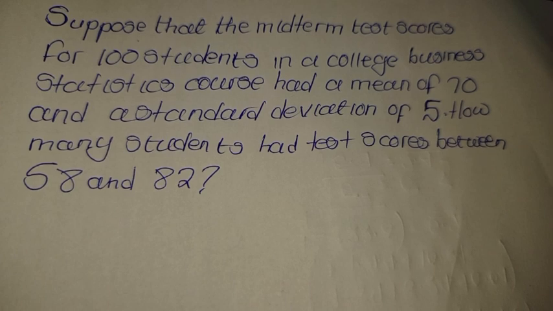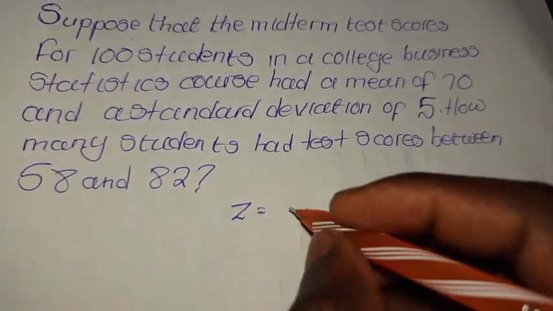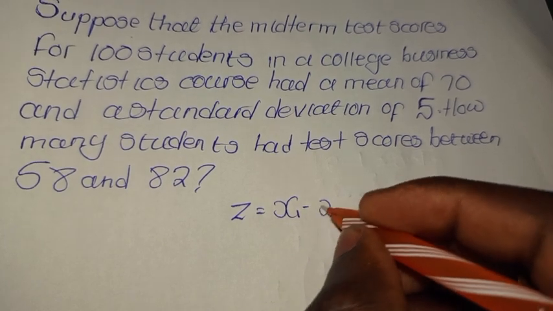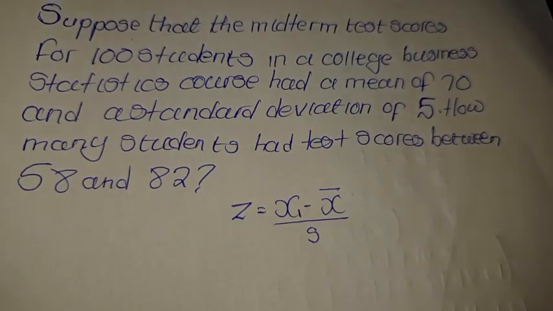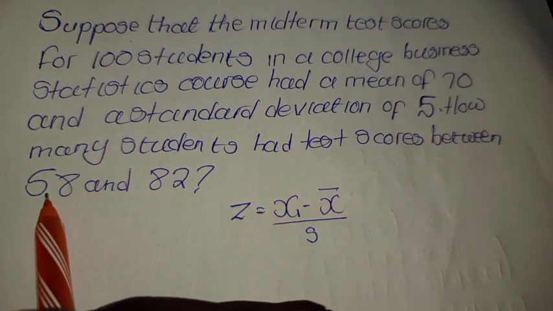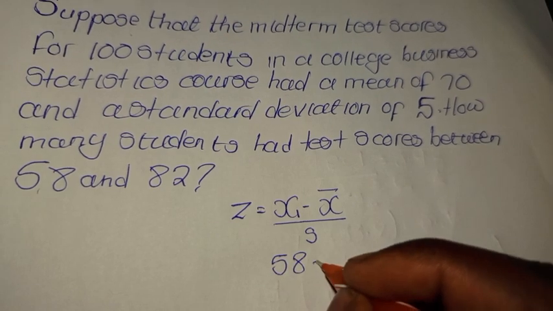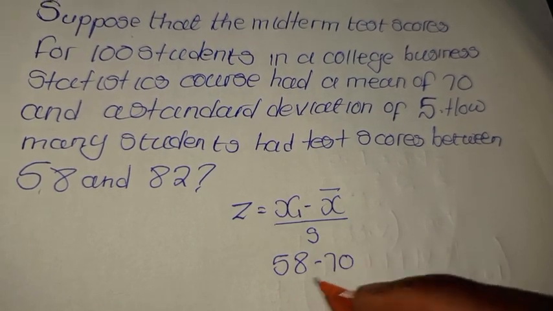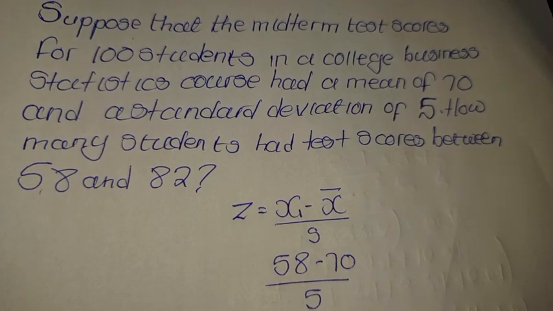We know that when we are dealing with what is referred to as the Z-score, it basically gives you a hint on how to use the mean and standard deviation given one single element. The Z-score is defined by the element minus the mean, divided by the standard deviation. We have 58 to be one of the elements, so we say 58 minus the mean, which in this case is 70, divided by the standard deviation, which is 5.